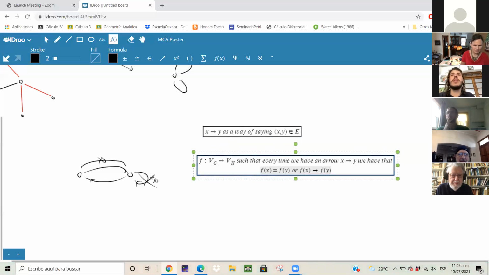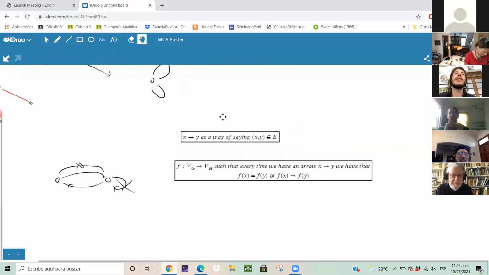Note that this definition allows the contraction of edges. We can collapse edges to vertices, which is not something you can do in the context of, say, quivers, for example, where you can't contract edges. So this is what we mean by a map of digraphs.